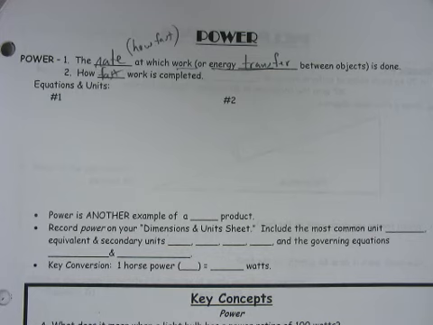If you know someone who might be lazy, they're not very powerful. Someone who gets a lot of stuff done in a real quick time, they're powerful. So power is how fast you get something done.